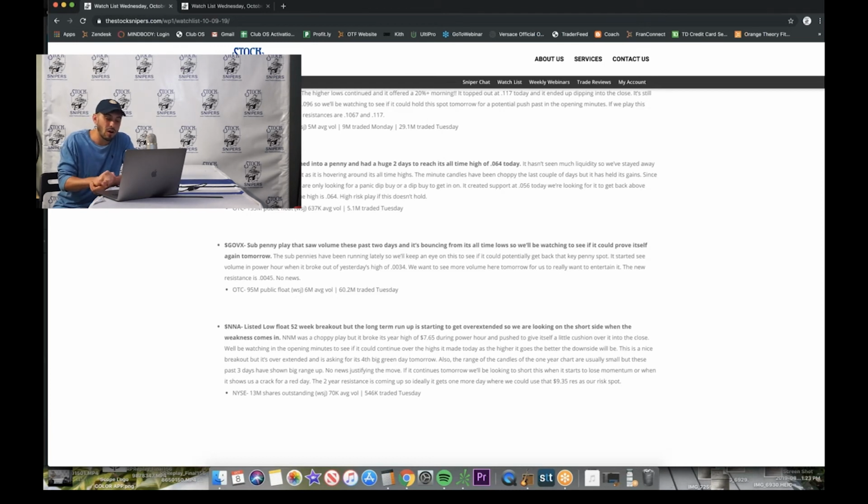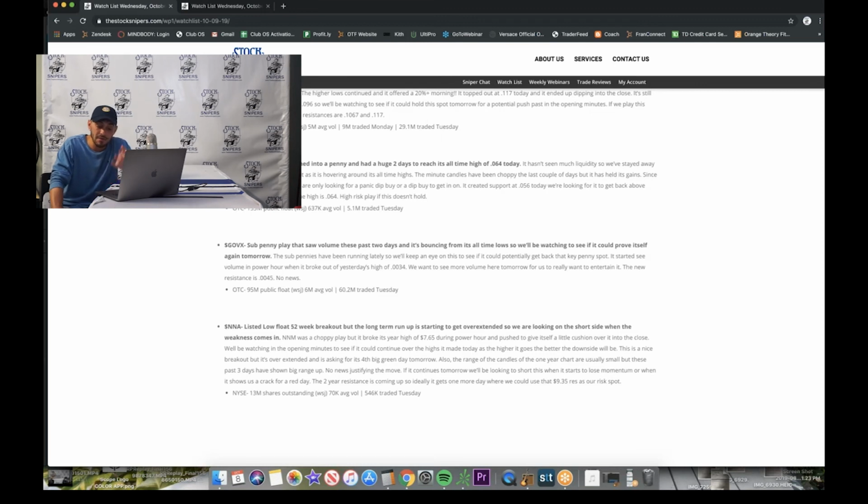I went on to Wall Street Journal and their shares outstanding is 13 million. However, their public float is larger, which doesn't make sense because their public float is supposed to be smaller than that shares outstanding. It can't be larger. So we're gonna keep an eye on this. Either way, it's an overextended play. So the bottom line, it's overextended.